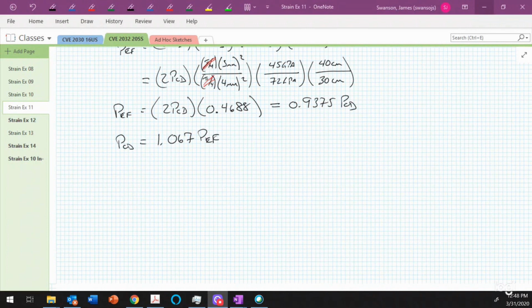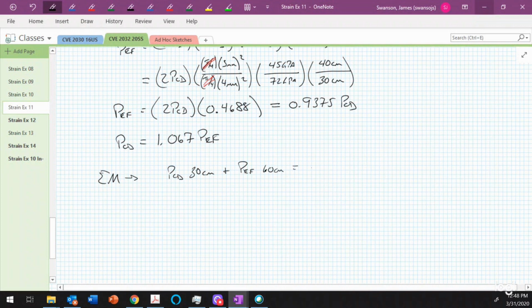Okay, earlier we wrote the statics equation, and I'll write it again here. From the sum of the moments, we wrote the equation that P sub CD times 30 centimeters plus P sub EF times 60 centimeters is equal to P, the applied load, times 90 centimeters. I brought the P over to the other side, so it's positive now. So then what we can do is divide this through by 30 centimeters, and we get that P sub CD plus 2 times P sub EF is equal to 3 times P. Or we could divide through by 3 if you want to, and get it in a slightly different form.